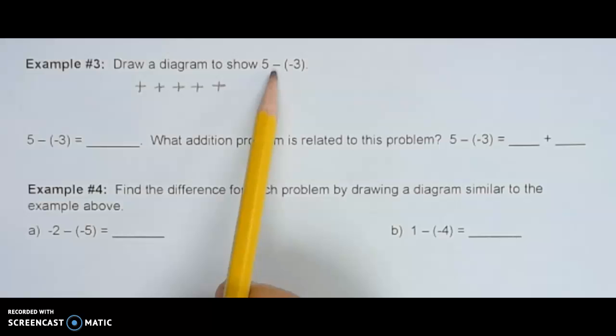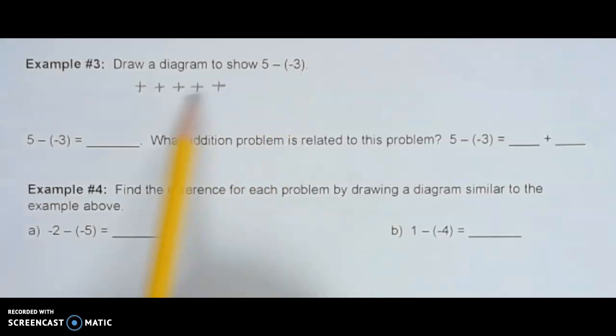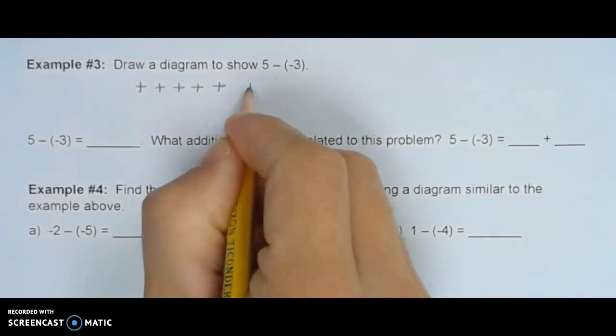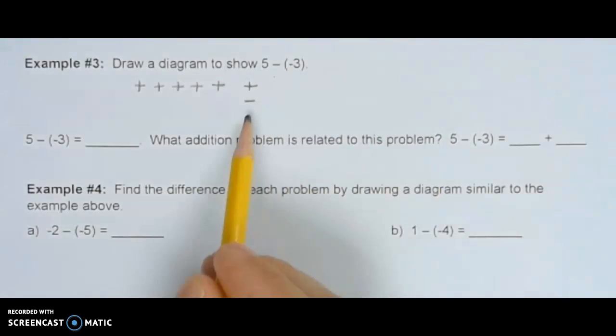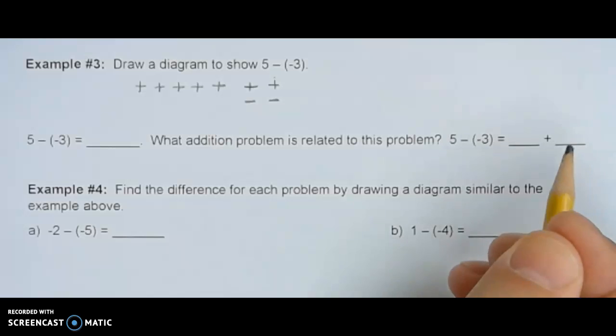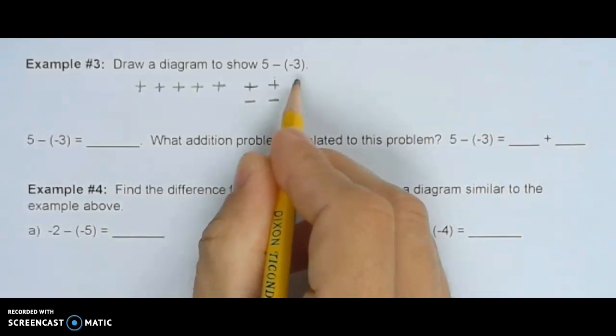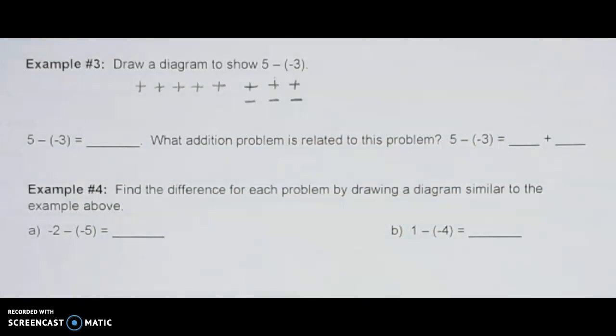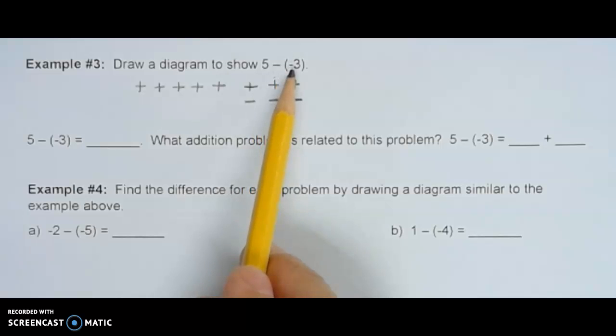And they're asking me to take away 3 negatives. I don't have any negatives in my picture so far, so what I'm going to have to do again is add my zero-sum pairs until I can take away 3 negatives. So let's add in a zero-sum pair. There's 1. Okay, there's my first negative. Let's add in another zero-sum pair. All right, I've got 2 negatives now, but I have to take away 3 negatives, so let's add in another zero-sum pair.